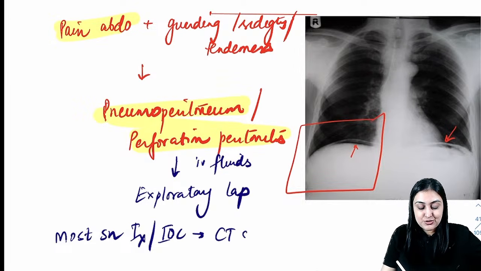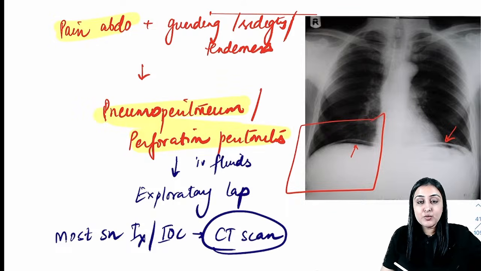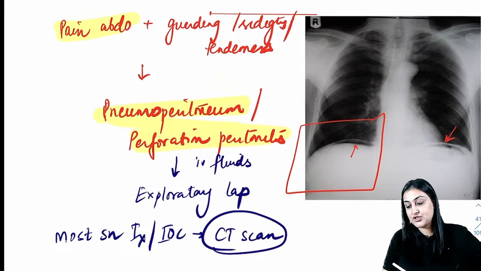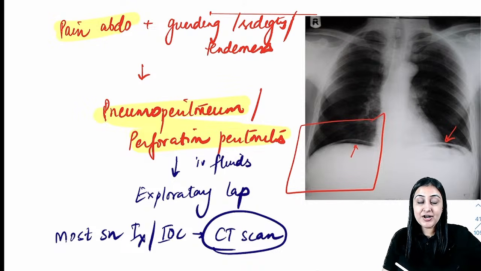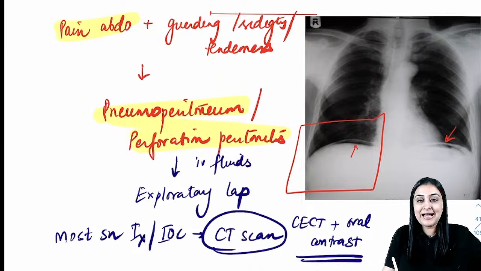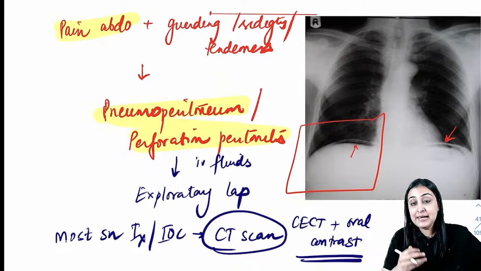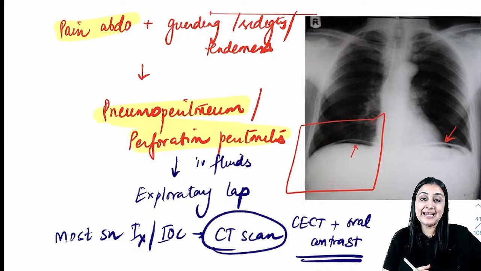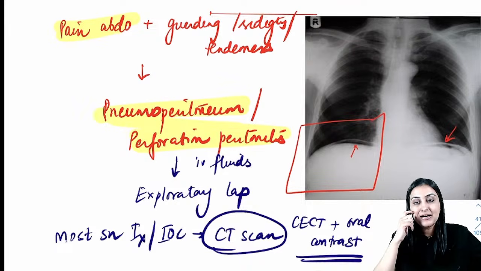CT scan, correct. So I will do a CT scan, which would be the most sensitive investigation. All right. So NCCT or CECT? Do I want to give contrast? I want to give contrast here. I want to do a CECT. Do I also want to give oral contrast? Can I give oral contrast also? Yes, in fact, I can give oral iodinated contrast as well, because I can know the exact site of the leak. Okay, so now one quick question.